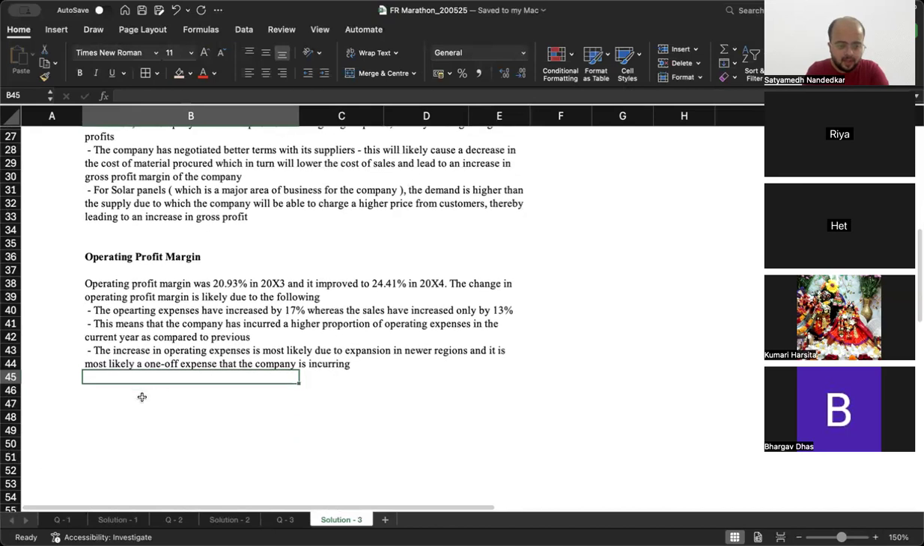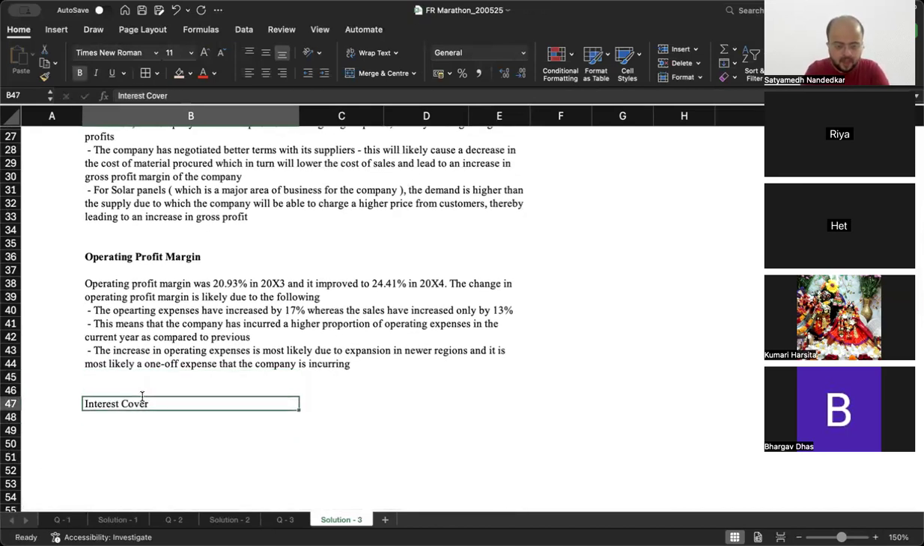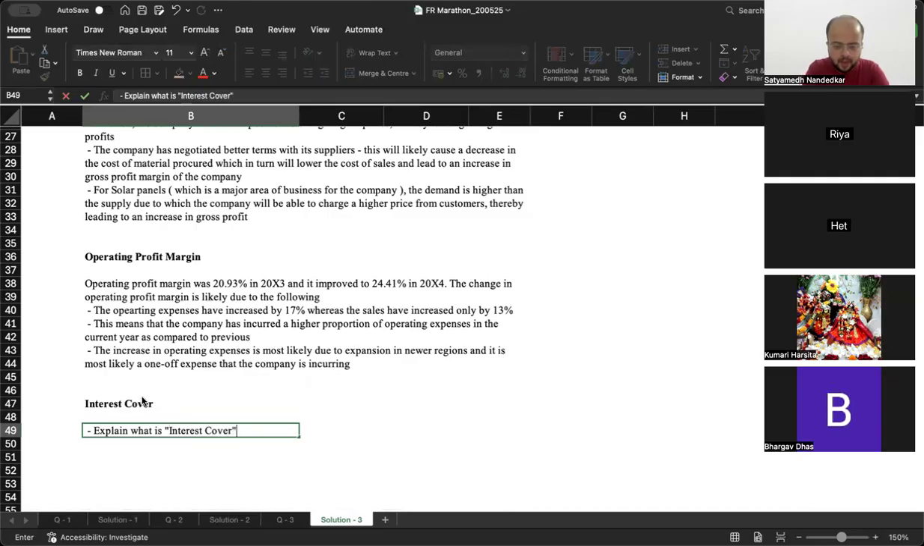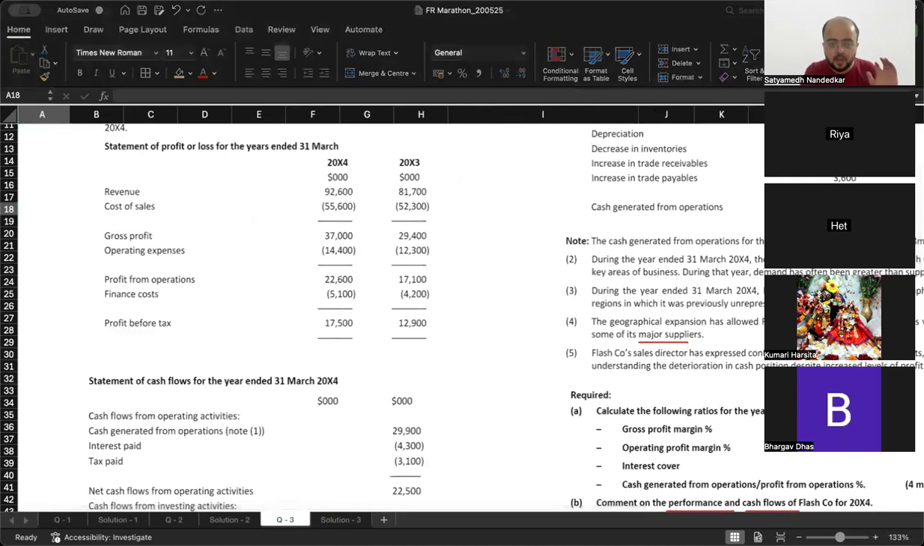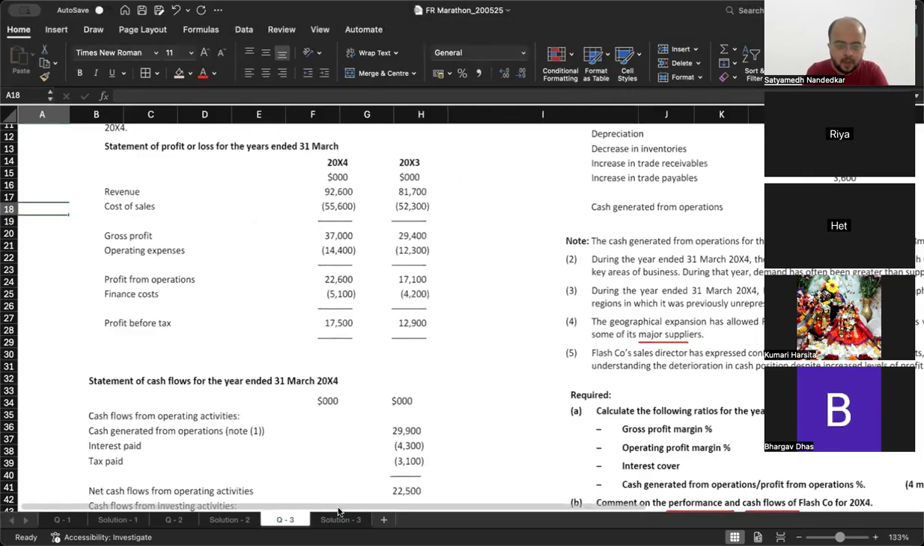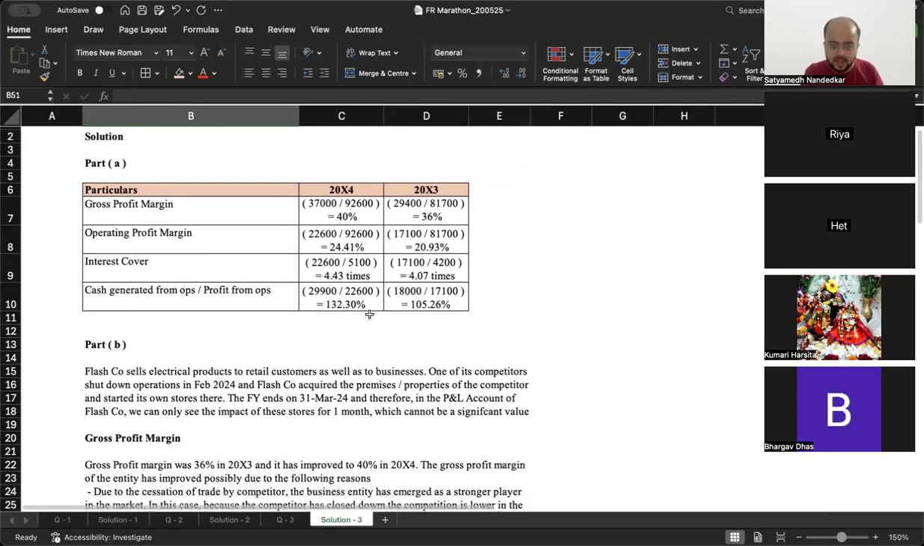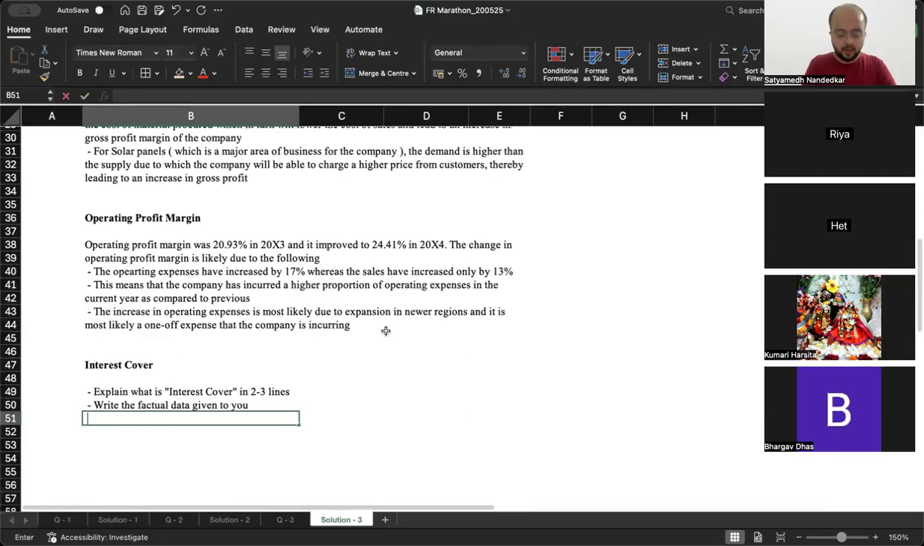ठीक है, when you are talking about interest cover, first of all, explain what is interest cover in 2-3 lines. Then write the factual data given to you. कि लास्ट ईयर इतना था, करंट ईयर इतना है, जो भी है. नाउ यू कैन कमेंट ऑन द इंटरेस्ट कवर कि वो इंक्रीज हो गया है ना. सी, आपका finance cost went up from 4200 to 5100, but even though finance cost increased, interest charges increased, आपका interest cover भी improve हुआ. So write about it here.